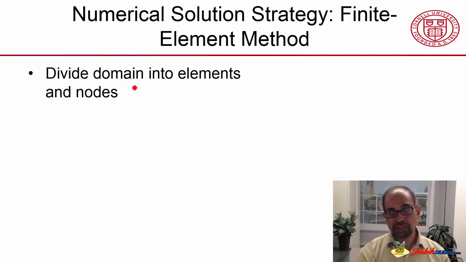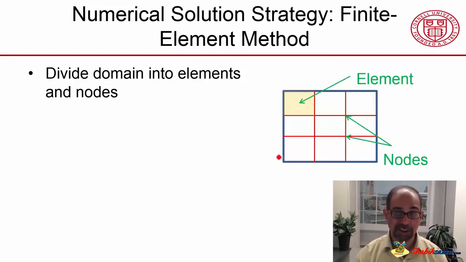So we have to divide the domain into elements and nodes. So we have a rectangular domain here, and we divide it into 9 little chunks. Each little chunk is called an element. So here I've highlighted one element. And the corners, I would call them the nodes. So I'll say these are the nodes.